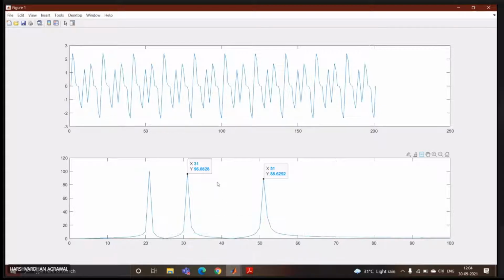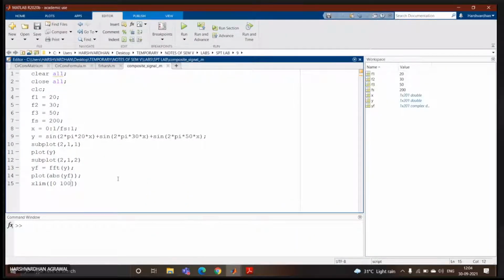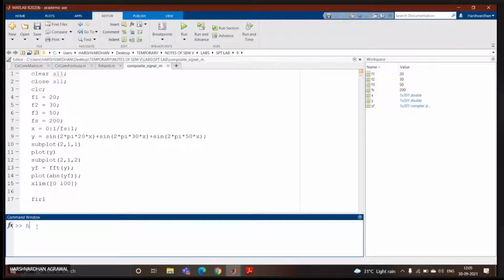Okay, now what you have to do is design a filter, because 10, 20, and 30 will remain and 50 will be removed. Okay. So how do you do this? You can use a command called FIR1. Check the help. Take the help of FIR1.